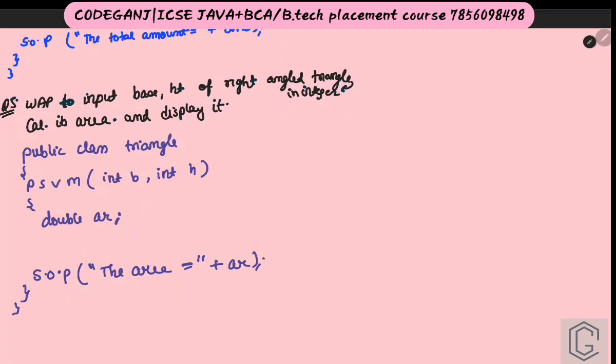Okay, great. Now we are moving to the next question. What is the next question saying? We have to input the base and height of a right angle triangle, in integers. So it will be integer height, integer base.